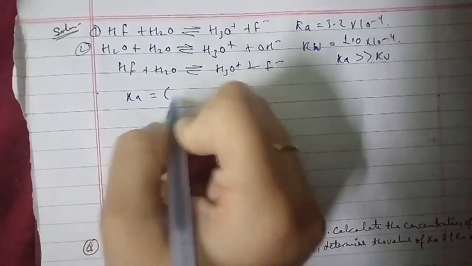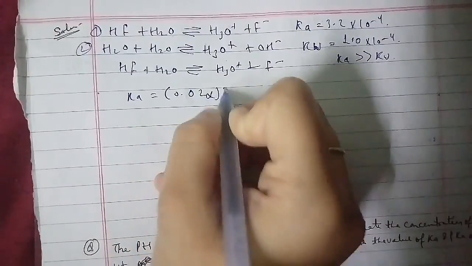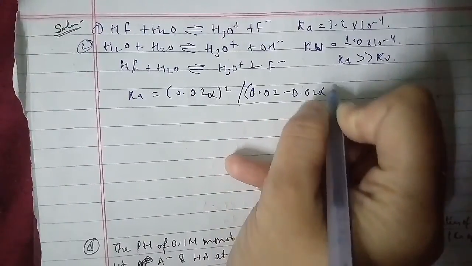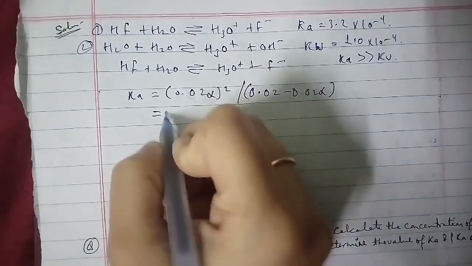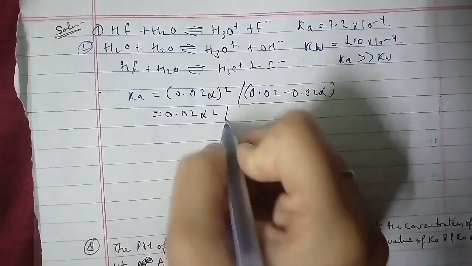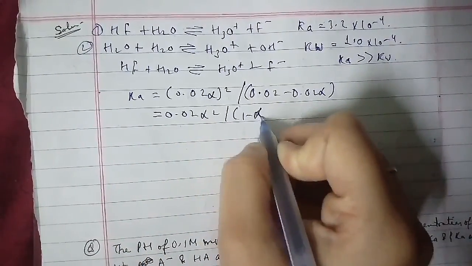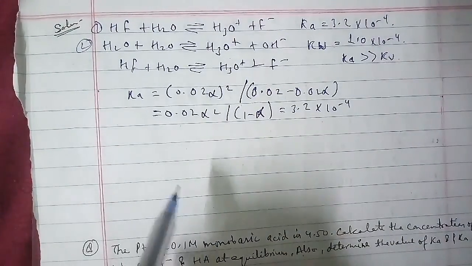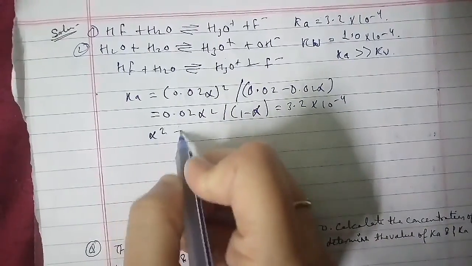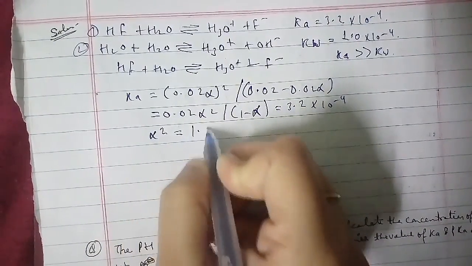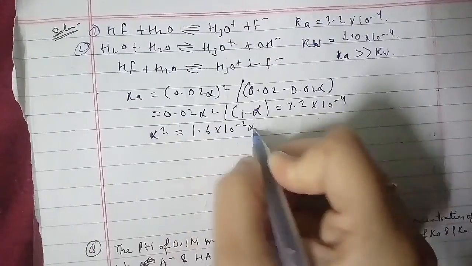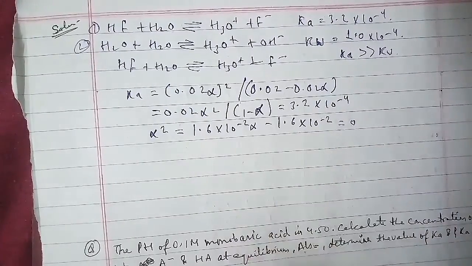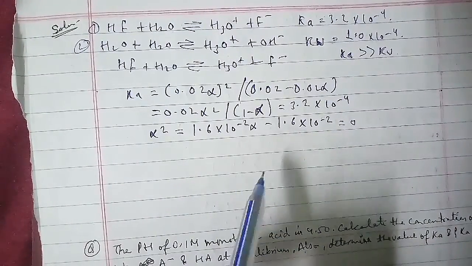And for HF, the concentration equals C(1 minus alpha), that is 0.02 × (1 minus 0.12), which gives 17.6 × 10^-3 M. And for that we find the pH, that is minus log [H+], equals minus log of 2.4 × 10^-3, and that will be the value 2.62.